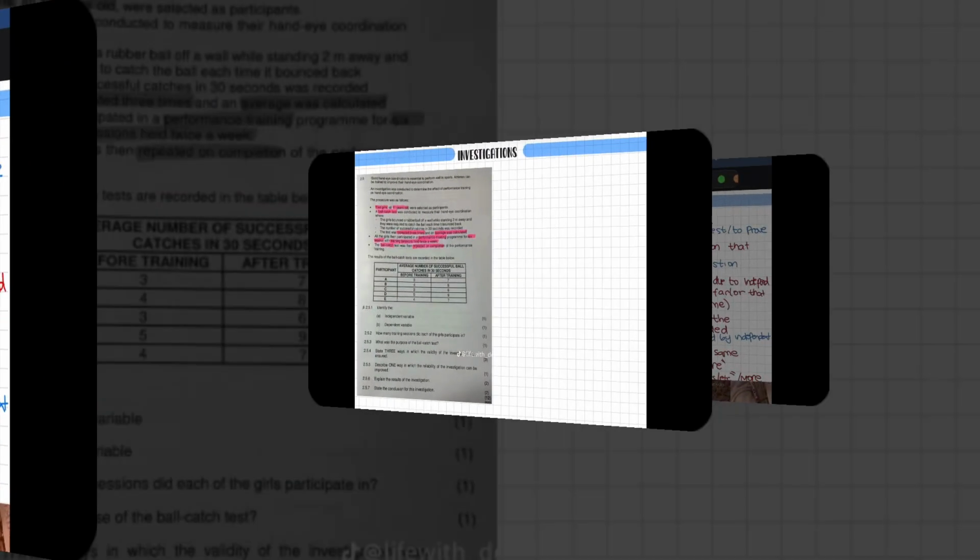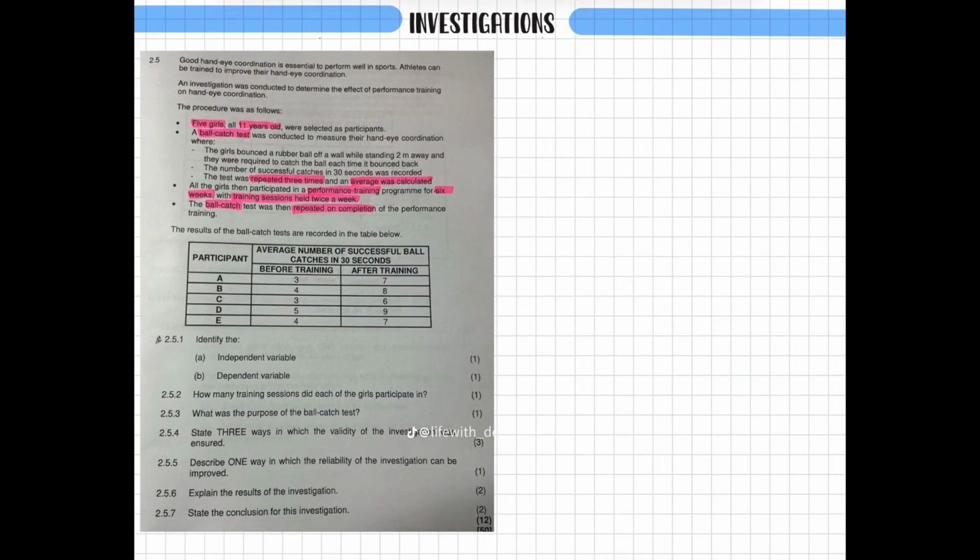Let's answer the supplementary exam for 2025. Reading through the extract, it says good hand-eye coordination is essential to perform well in sports. Athletes can be trained to improve their hand-eye coordination. An investigation was conducted to determine the effect of performance training on hand-eye coordination. The procedure was as follows.